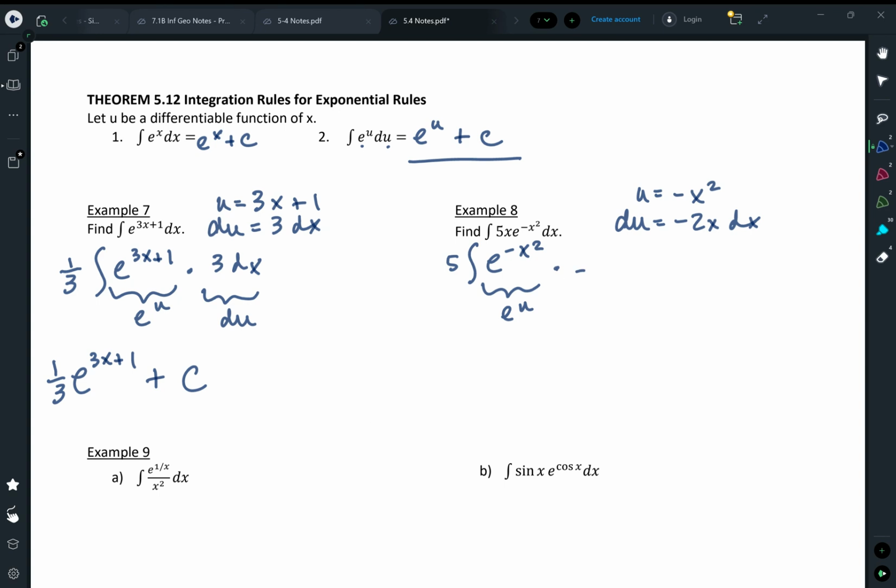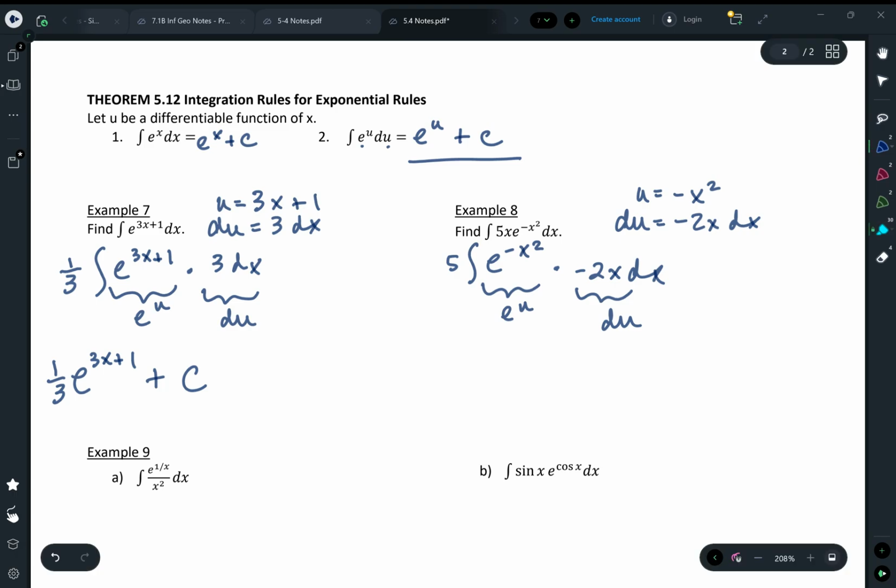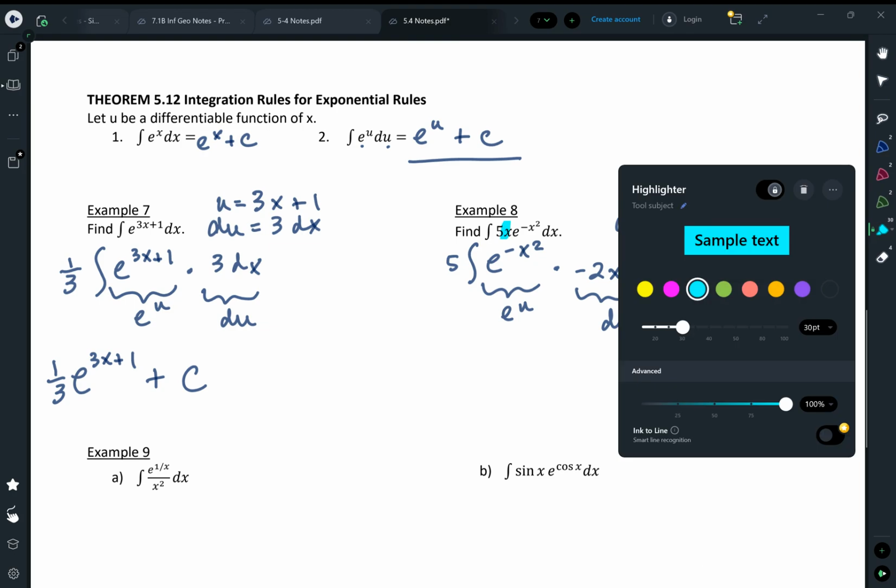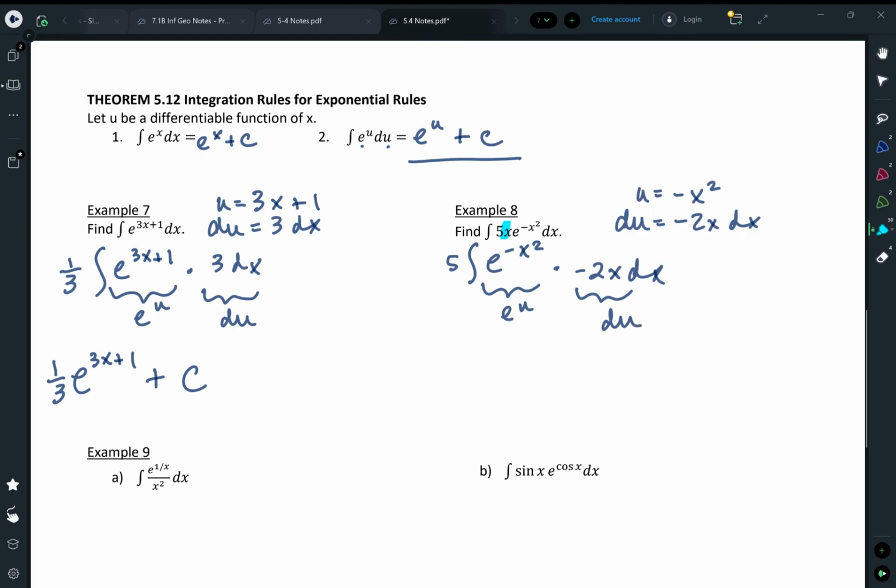I need there to be a negative 2x dx. But that means that I have multiplied by a negative 2, right? That's the difference between this original one. Here I just had an x. Here I have a negative 2x, right? So, because I've already taken the 5 out, I need to have a 1/2 in front as well. So I'm going to make this, oh, and a negative. So I'm going to make this now a negative 5/2 instead. And that's going to fix this negative 2 over here.